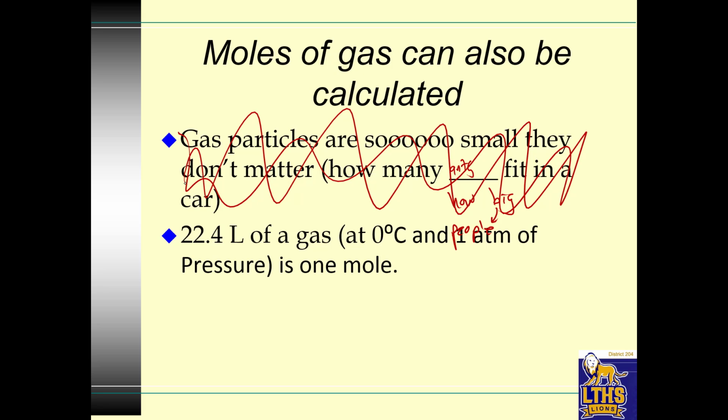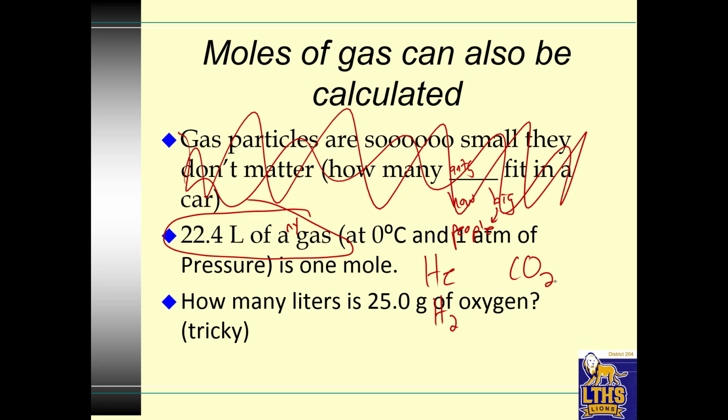But 22.4 liters of any gas is 1 mole. Any gas. Isn't that weird? 22.4 liters of any gas equals 1 mole. Any. What if it's helium? 22.4 liters. What if it's hydrogen? 22.4 liters. What if it's CO2? 22.4 liters. Okay? So how many liters is 25 grams of oxygen?